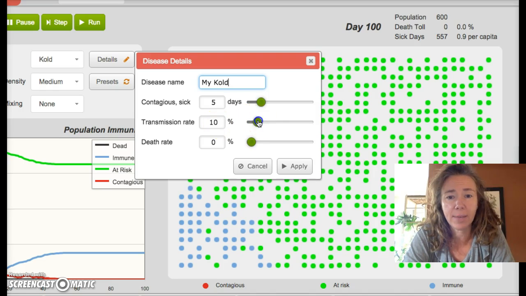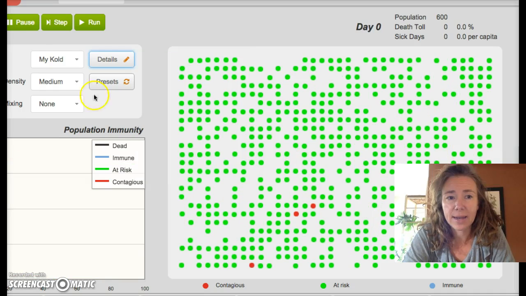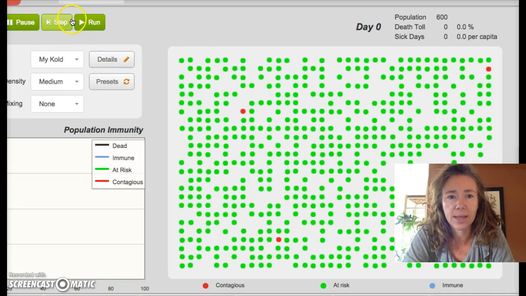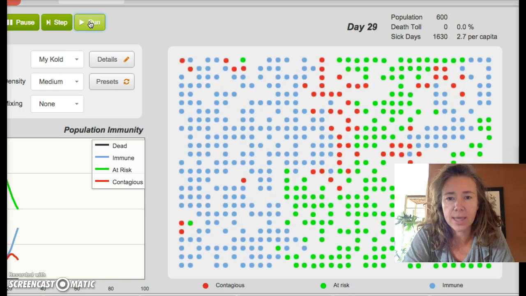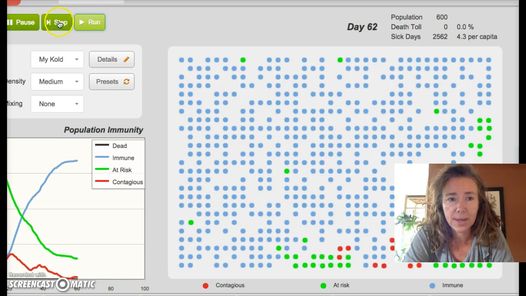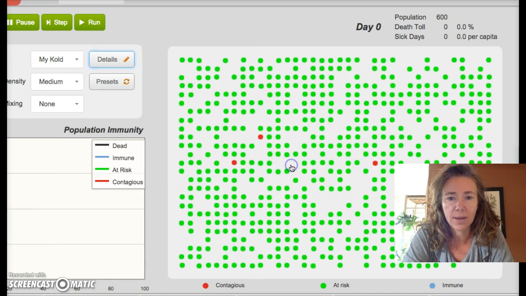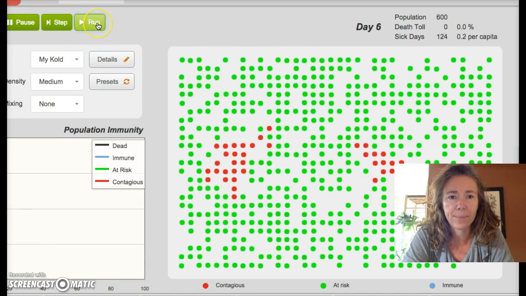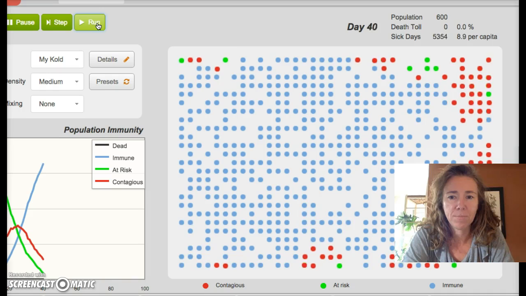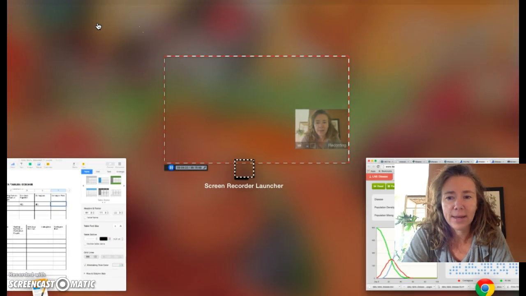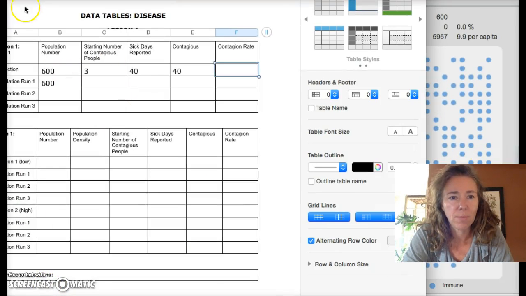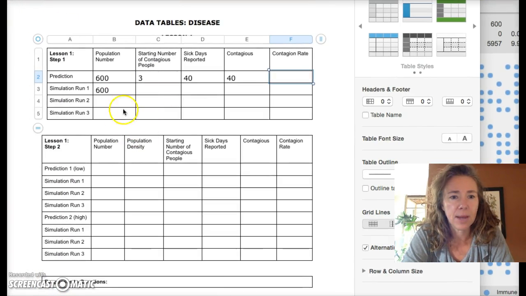Now I can play with this. I can make it a cold that's much worse and apply that and then run that. So reset and then run and see what if I make this a much more contagious cold. I can also make this cold a longer period. So say you've got 10 days in which time you're sick, and run it that way. So I can play around. Wow, that was crazy. And then I'm going to use that to fill in my different information.